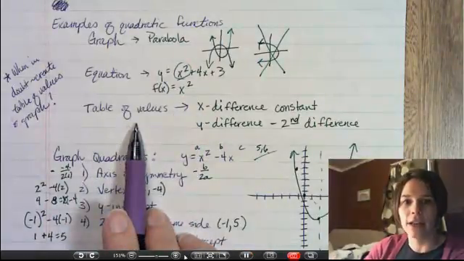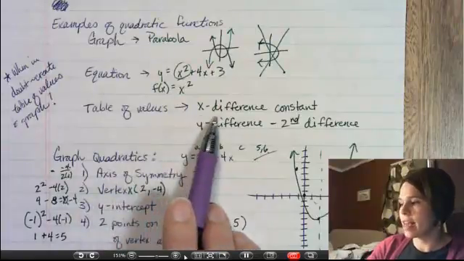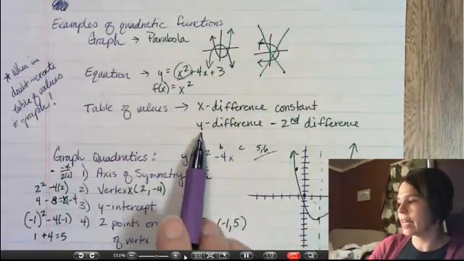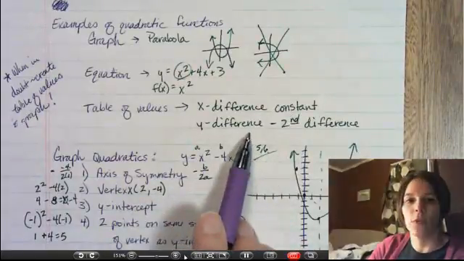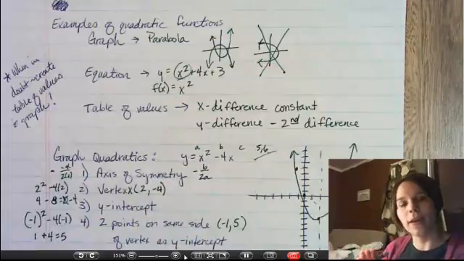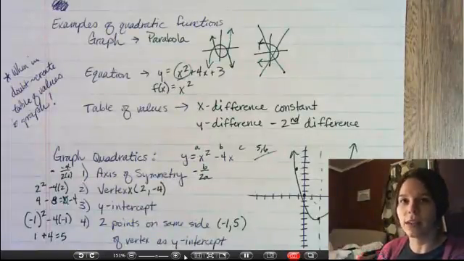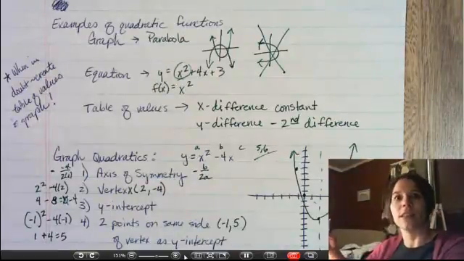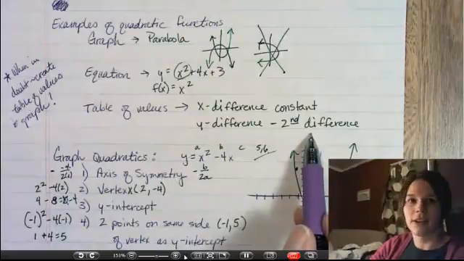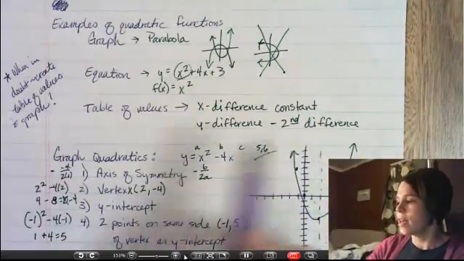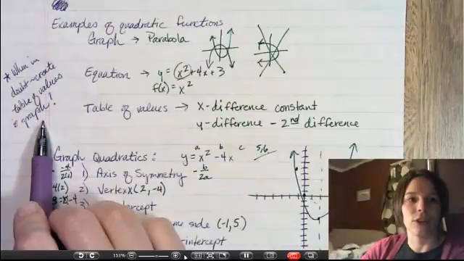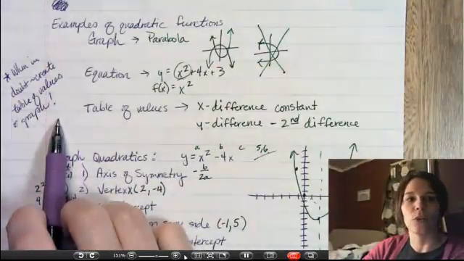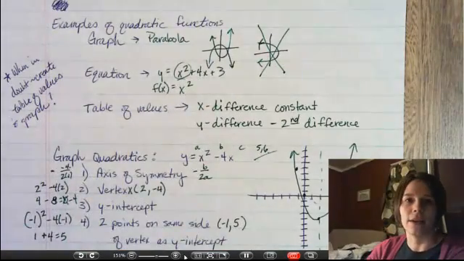If you're given a table of values, you first have to check the x difference, whether it's constant or not. That's your first thing. The second thing is the second difference of your y values. So go through your y values, find your first difference. Hopefully it's not the same. If it is, it's linear. And then check the second difference, so the difference of the differences. And if that's constant, then you have a quadratic. If all else fails, I have a special note here. When in doubt, create a table of values, or if you have a table of values, graph it. A graph will always tell you.